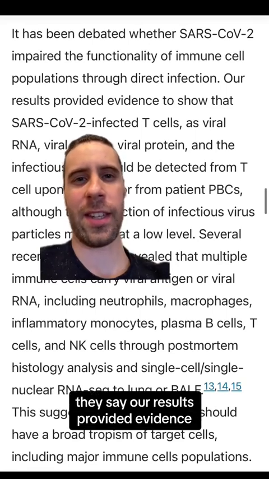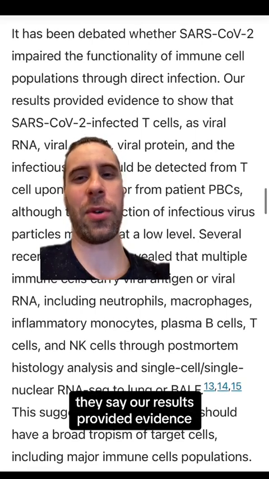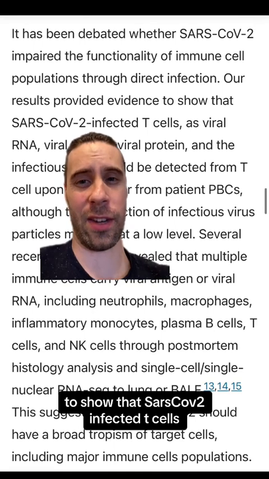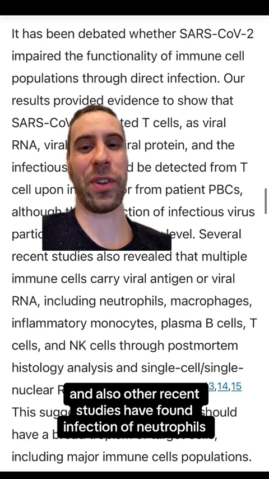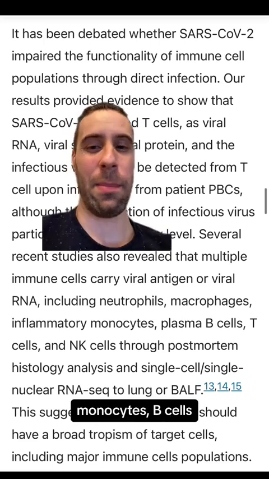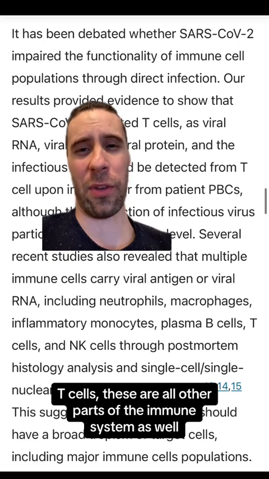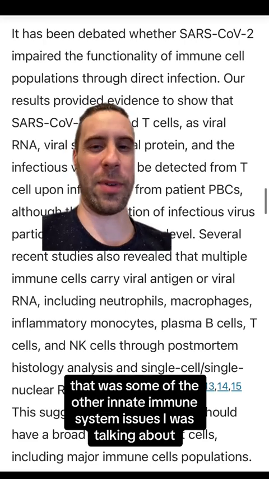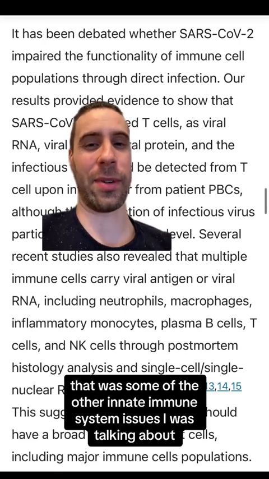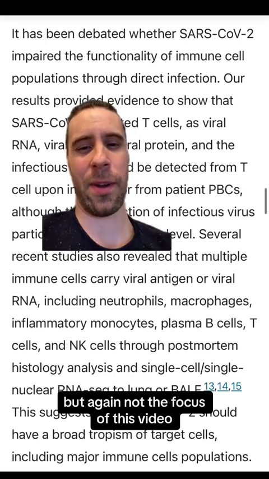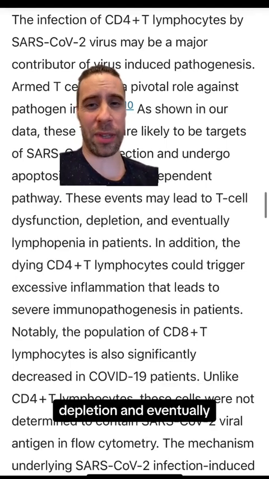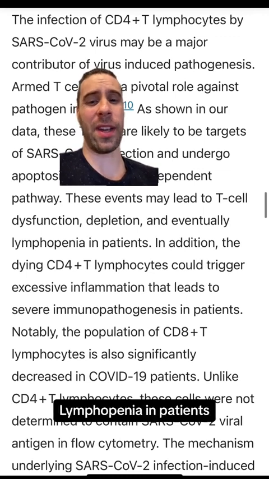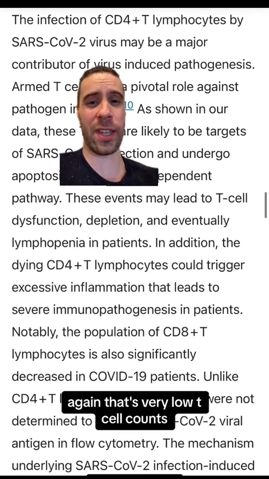To reemphasize, they say our results provided evidence to show that SARS-CoV-2 infected T cells. And also, other recent studies have found infection of neutrophils, macrophages, monocytes, B cells, T cells. These are all other parts of the immune system as well. That was some of the other innate immune system issues I was talking about, but again, not the focus of this video. The paper concludes that these events may lead to T-cell dysfunction, depletion, and eventually lymphopenia in patients. Again, that's very low T-cell counts.